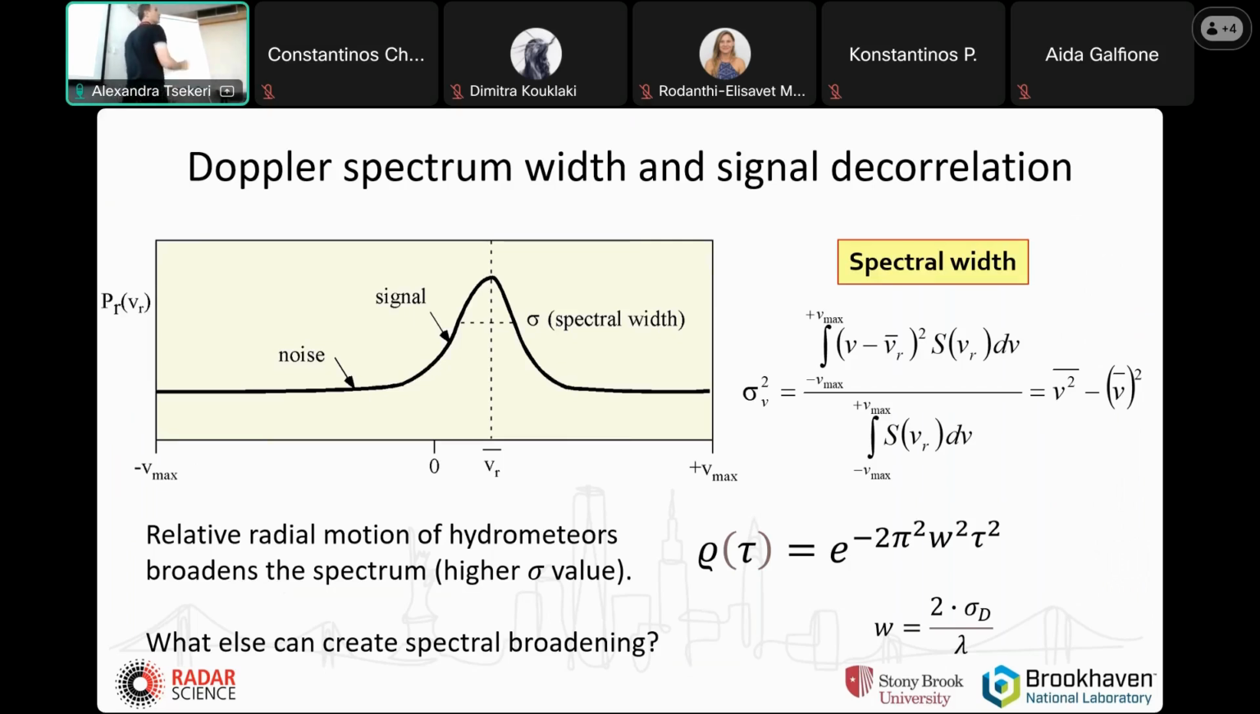We talk about broadening, correct? Think about it: the satellite is moving. What matters?